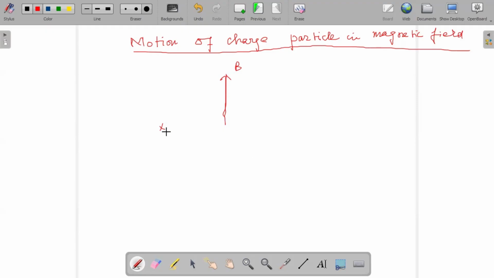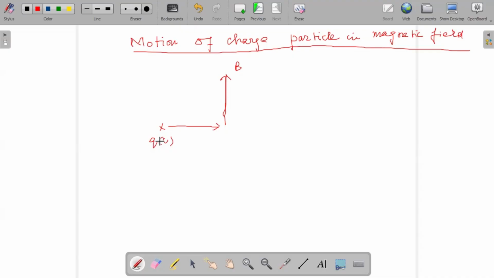So, assuming the charge is moving perpendicular to the plane of the board. Imagine the board is perpendicular. This is the charged particle. It started moving with velocity v. When it enters, there is a force acting on the charged particle. This force acts in the inward direction.